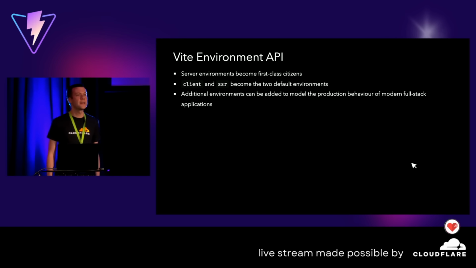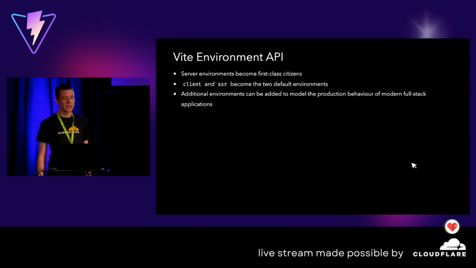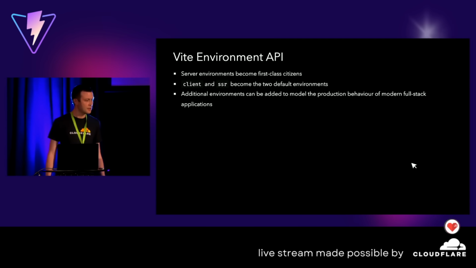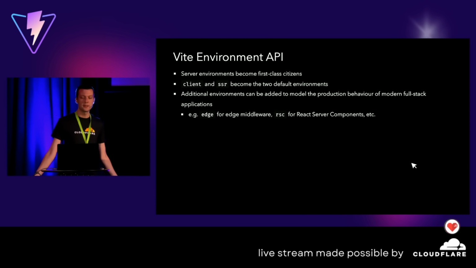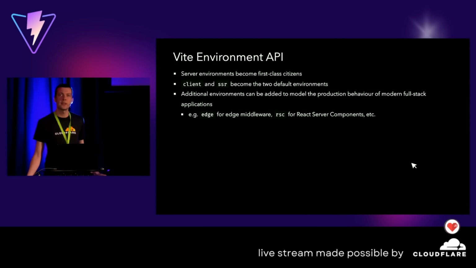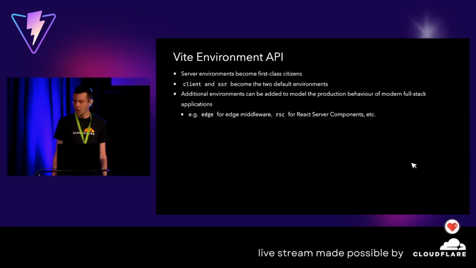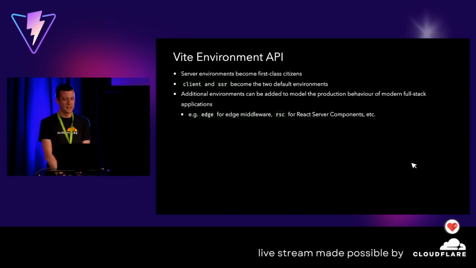But you can also add additional environments as needed to model the production behavior of modern full stack applications. So some examples come to mind: you might think of an application that has an edge middleware that sits separately to the server-side rendering. And more recently, there's React Server Components, and the new Vite plugin for RSC also builds on the Environment API and uses these same features.